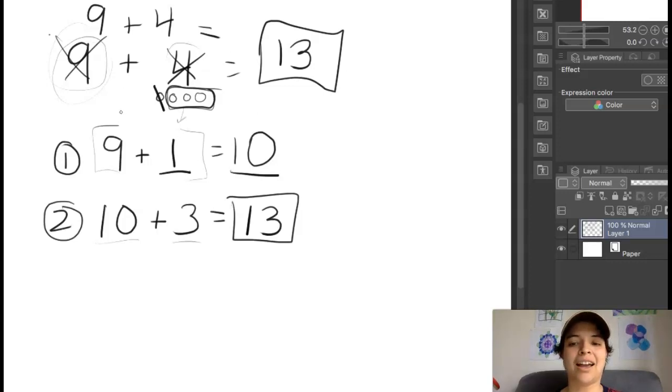So I have a few problems that I would like you to try. And the first step will always be taking that bigger number and turning that into 10, which means you have to steal a couple from the smaller number, okay? Then you start over and rewrite that sentence so that it's 10 plus and that'll give you your answer, okay? Give it a try. See how you do.